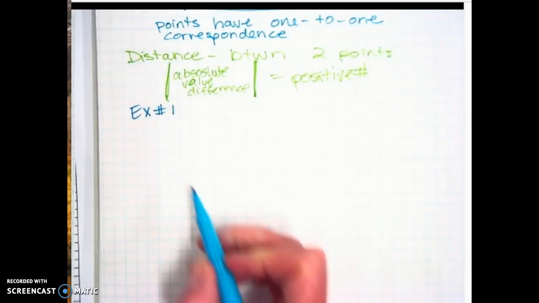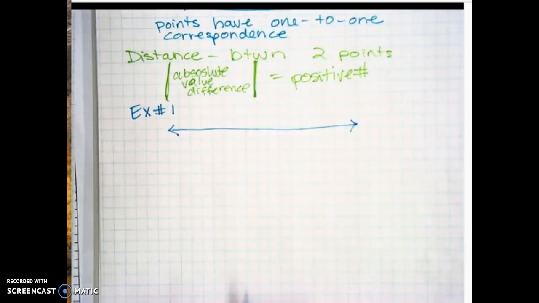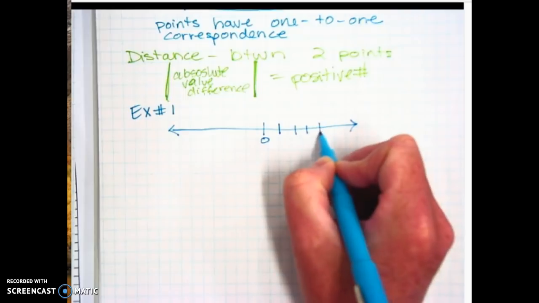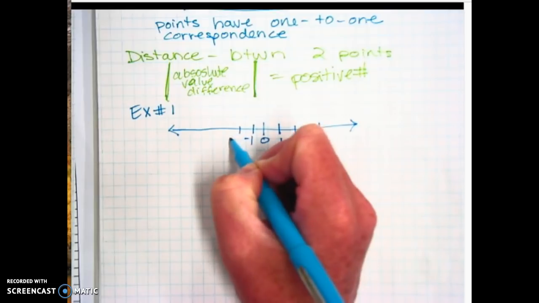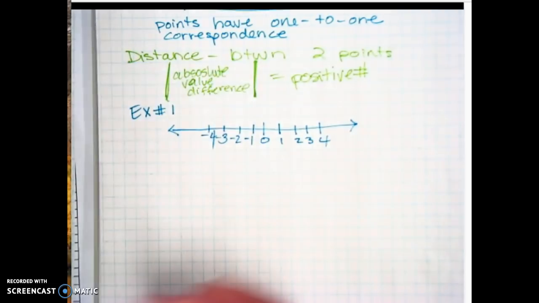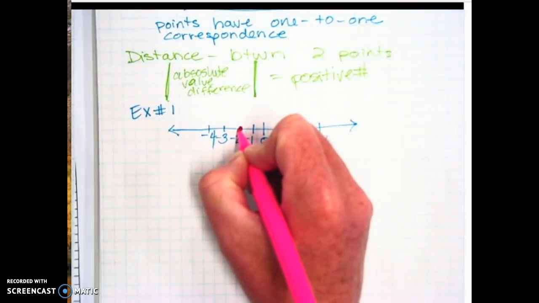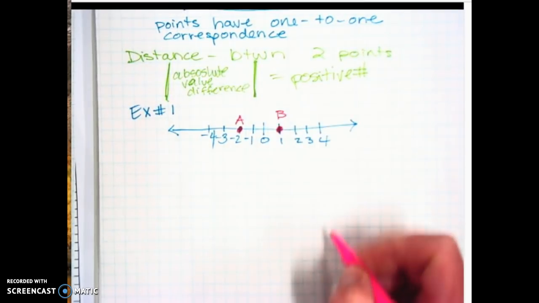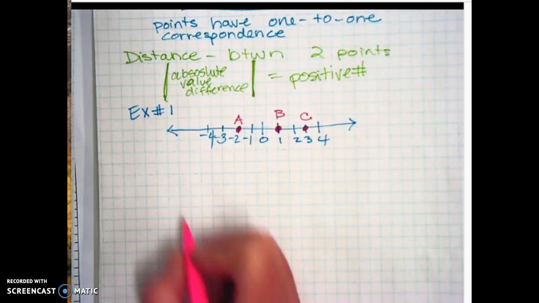We'll call this example number 1. We're going to draw a number line similar to the one above my whiteboard over there. And we're going to add some numbers to it. Going to the right, those are positive numbers. Going to the left, those are our negative numbers. And I'm going to put a couple points on here. A is going to be at -2. B is going to be at +1. And C is going to be at 3. Okay.